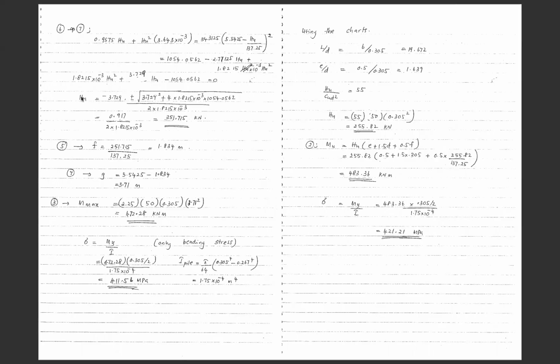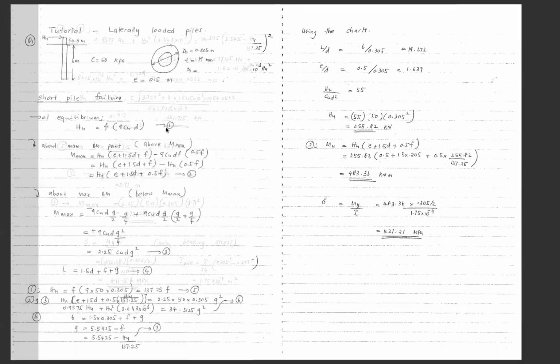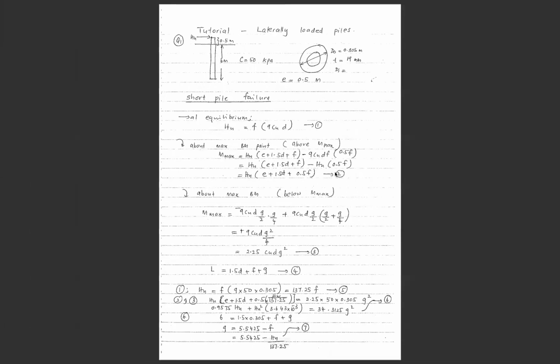So after we obtain the value of HU, we need to obtain the value of M maximum. To get the value of M maximum, we can use either equation number 2 or equation number 3. To use equation number 2, we need the value of F, because F is unknown as well. To use equation number 3, we need the value of G, because G is unknown as well. So before solving for M maximum, we need to solve first for F and G.